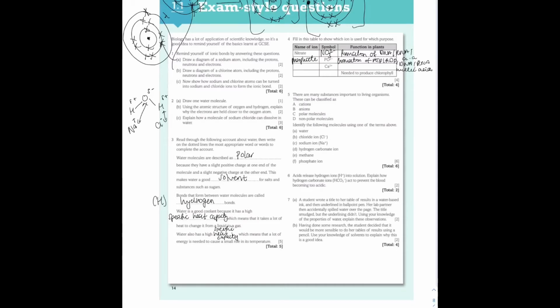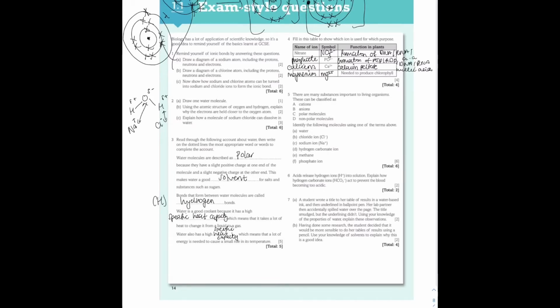And the third one is calcium, and we said that it's for the calcium pectate, and that is the middle lamella. And needed to produce chlorophyll, well, that is magnesium. It is Mg2+.